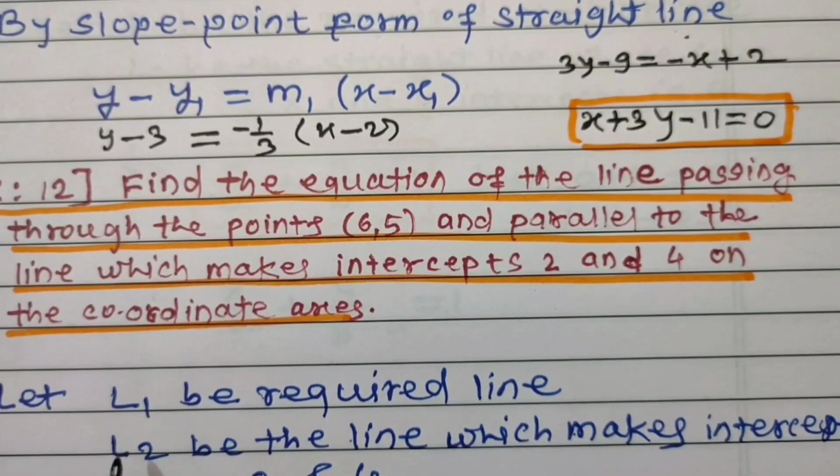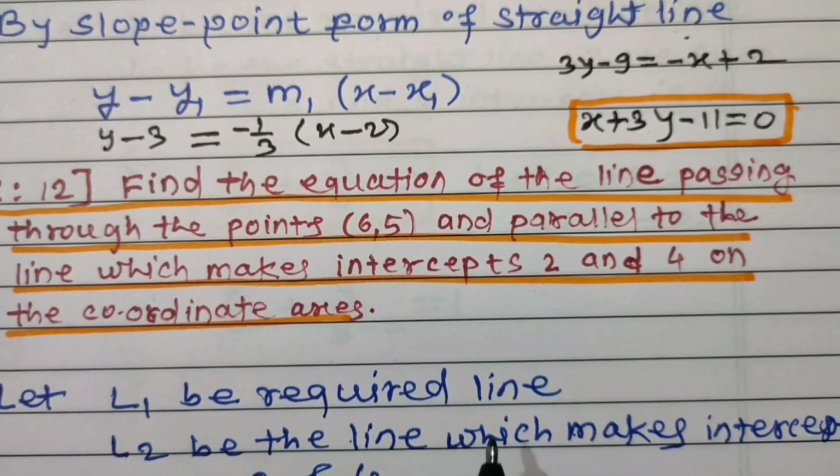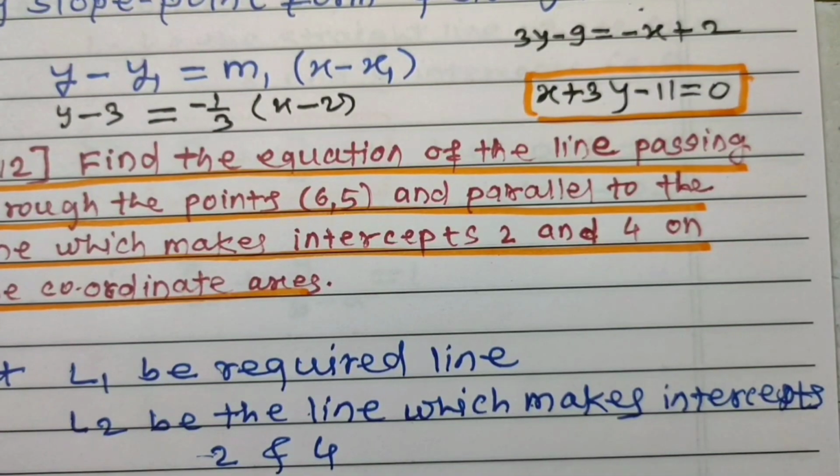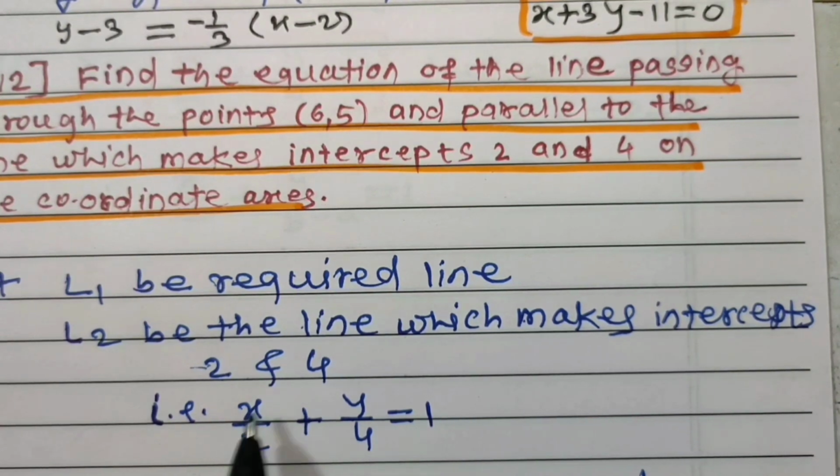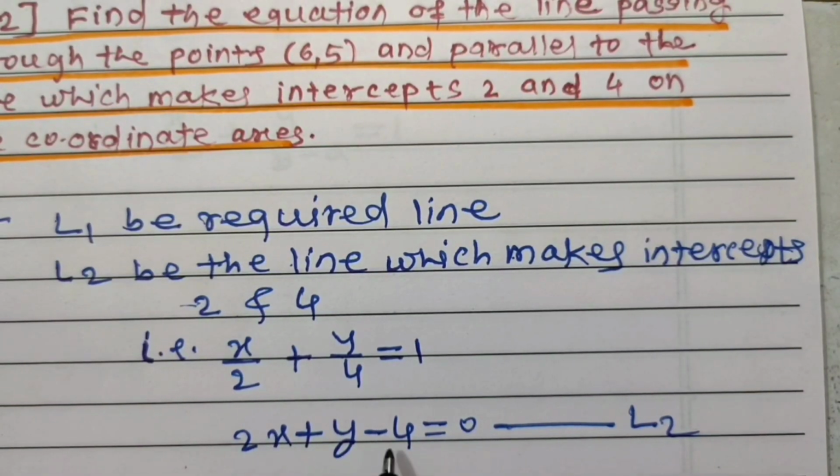Hence let L1 be the required line, and L2 be the line which makes intercepts 2 and 4 with the x-axis and y-axis respectively. So x-intercept is 2, y-intercept is 4. So let us find the equation of L2 first. Applying two intercept form, x upon x-intercept plus y upon y-intercept is equal to 1. Now taking LCM after simplification, this gives straight line L2: 2x plus y minus 4 is equal to 0. This is the equation of line L2.